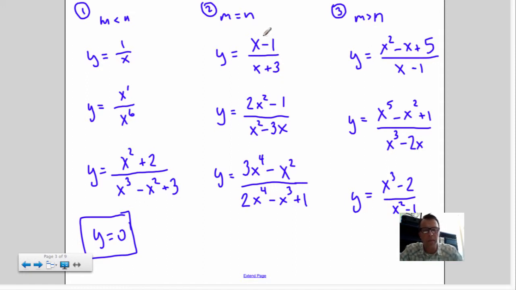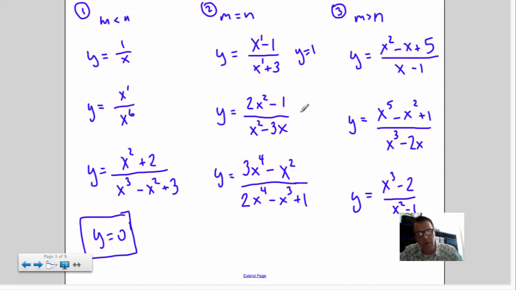So what happens if the powers are equal? This is x to the power 1 over x to the power 1, power 2 over power 2, power 4. And again, we're looking at the highest power, right? We don't care about that, it means nothing. We're only looking at the highest powers. When those powers are the same, it's the ratio of the coefficients. So this guy, the horizontal asymptote, is y equal to 1.